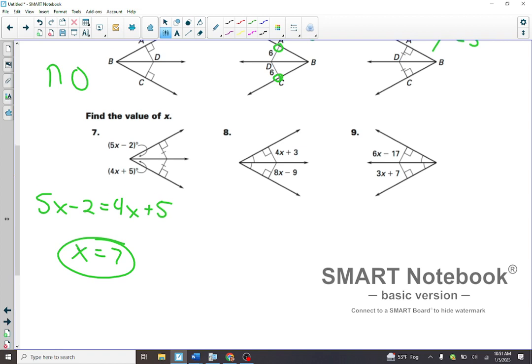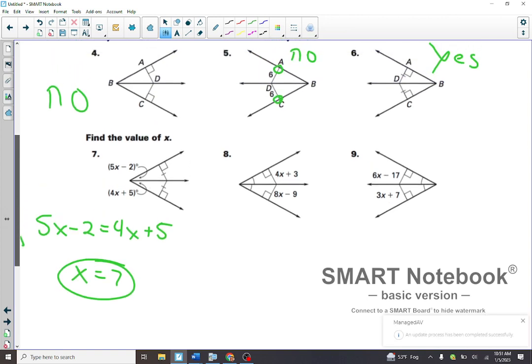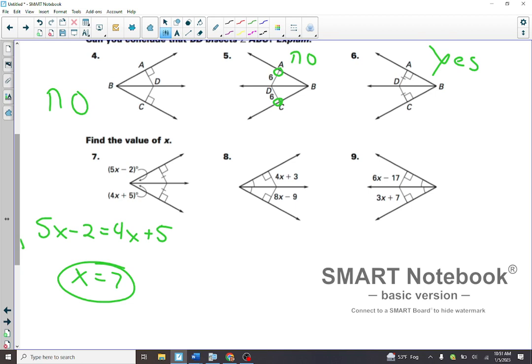I'm going to do these quickly just to make sure I cover everything. I don't want to run out of time. Next one, x equals 3. I'll set it up and then I'll give you the answer. I'll let you guys practice it yourself if you really need to. The next one, 3. What's the last one? 8.